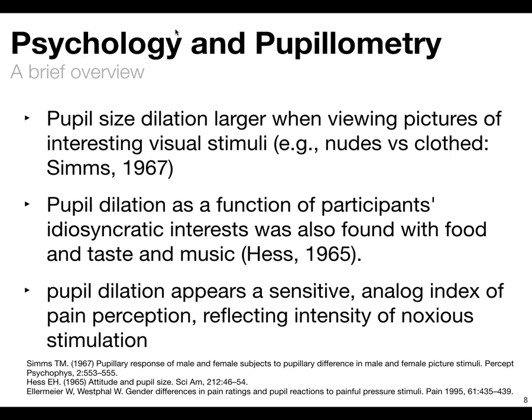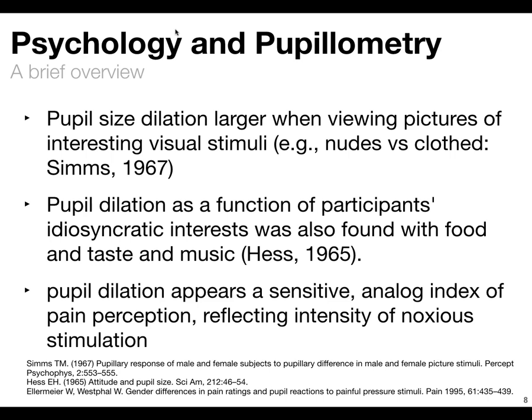Again, there's a lot of repetition in the 60s. So again, this sort of idea of pupil size being larger when viewing pictures of interesting visual stimuli. So nudes versus clothed. When you're viewing nudes, your pupil size dilates. When you're viewing clothed individuals, you get less dilation.